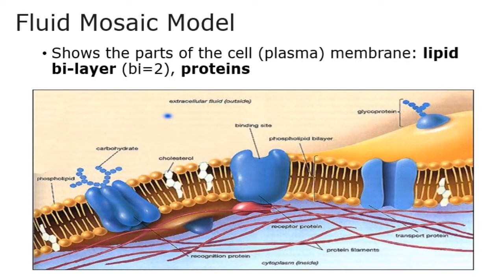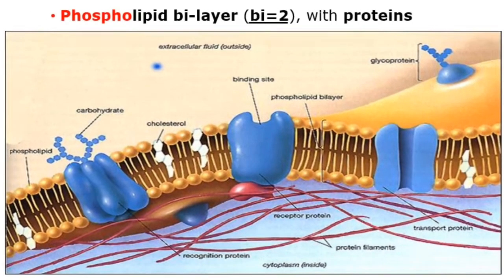And the cell membrane actually adapts the idea of the fluid mosaic model, or semi-permeable. It is permeable but semi-permeable, where it is actually composed of two layers. As you can see, it's a lipid bilayer. Bi means two, meaning two layers. We have this first layer, then we have this second layer. So the plasma membrane is actually composed of a phospholipid bilayer with proteins.